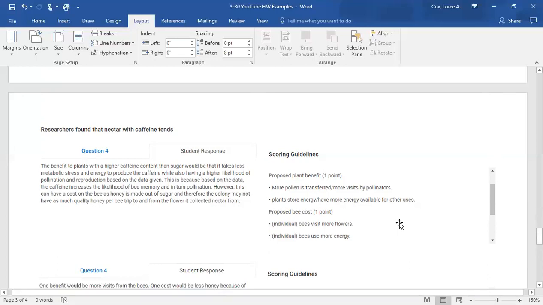Okay, this is showing me that the person understood what they read, what the benefit and what the cost are to the plant and the bee, put it in their own words and elaborated. Okay, so this is what I'm looking for in future responses.